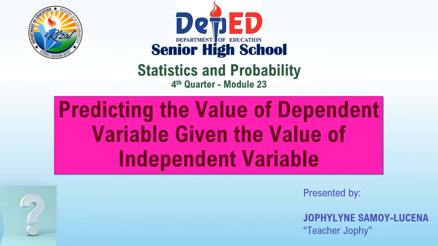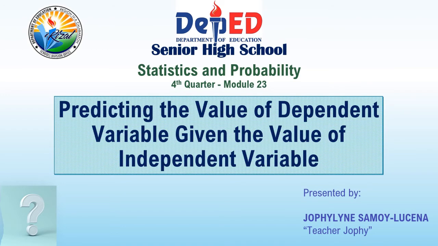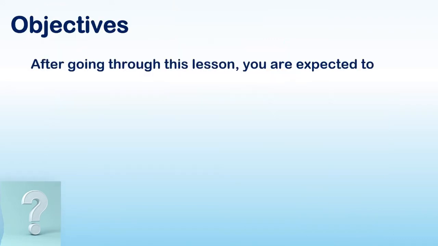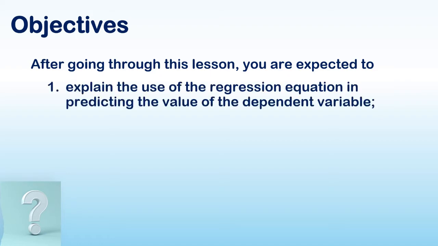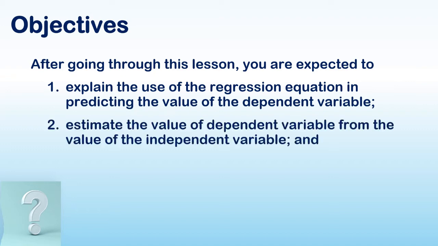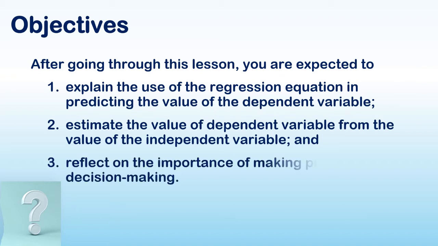Our topic today is predicting the value of dependent variable given the value of independent variable. For our objectives, after going through this lesson, you are expected to explain the use of the regression equation in predicting the value of the dependent variable, estimate the value of dependent variable from the value of the independent variable, and reflect on the importance of making predictions in decision making.